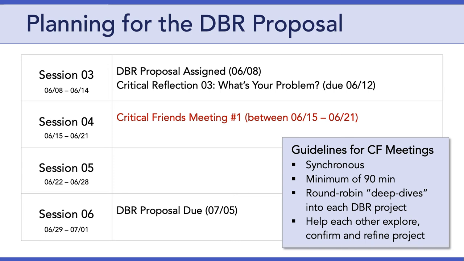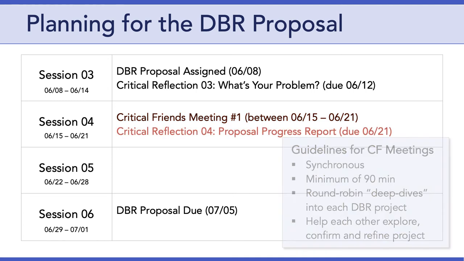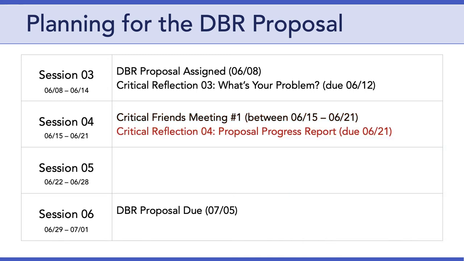The goal is to do a deep dive into each DBR project and to help each other explore, confirm, and refine your project problem and proposed design solution from week to week. Now, after that first critical friend meeting, you will need to submit your fourth critical reflection, which is simply going to be a progress report on what you've accomplished related to your proposal.